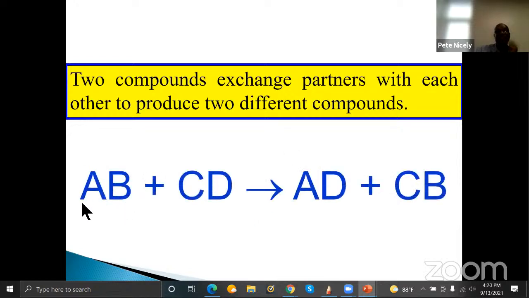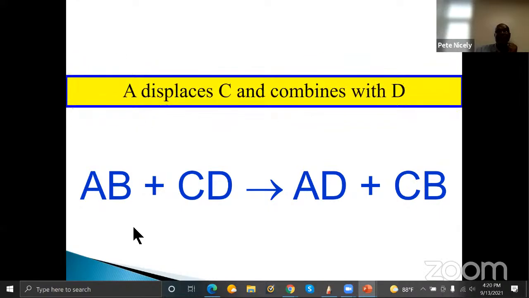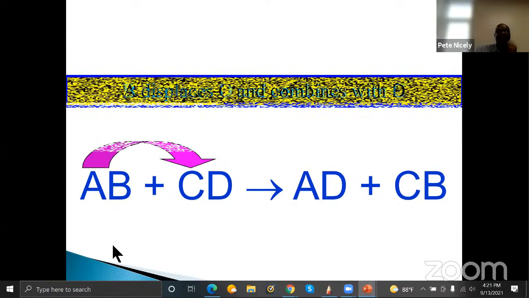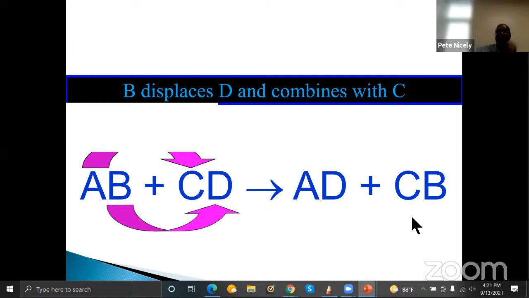So basically, let's say AB is one ionic compound and CD is another ionic compound, right? So you'll notice what is happening here. There's a switching of the partners where the A will combine with the D from the other compound, and the C will combine with the B from this compound here. So basically, you have A displacing C, and therefore the product of that reaction is AD, and you're going to have B displacing D, and the product of that reaction would be CB, all right? So that's basically what happens in every single example or case of a double displacement reaction.